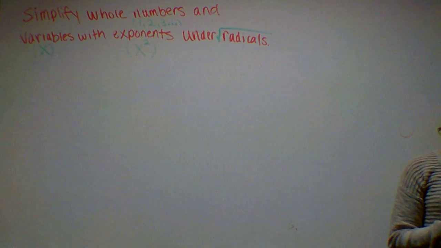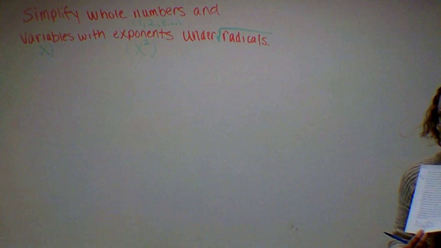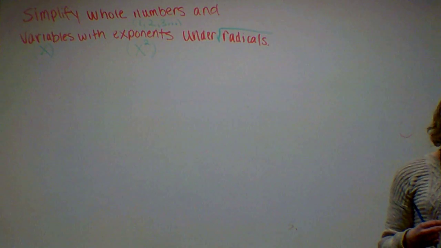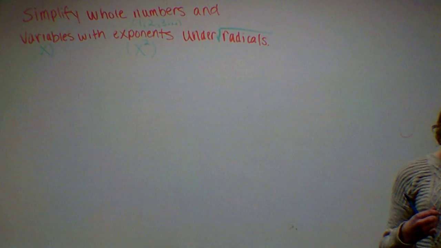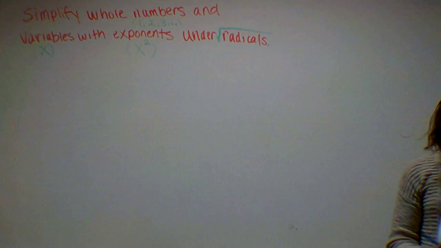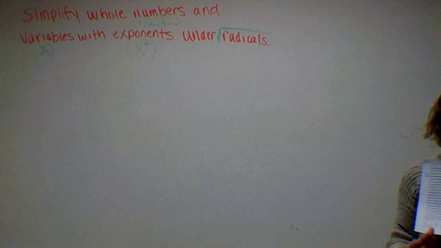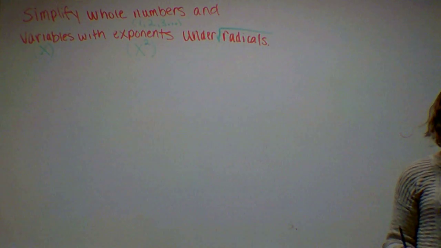And then a real world example. Everyone's always asking me when you're going to use this. If you ever become a carpenter or you do masonry, they use triangles and they use radicals to find the sides of the triangles.